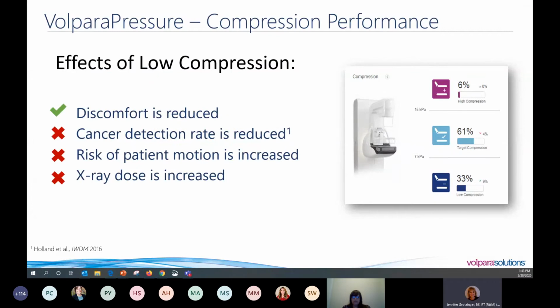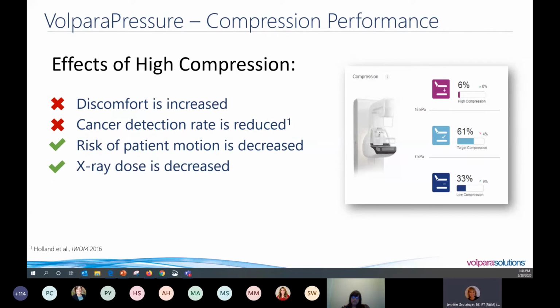Now, what happens if you don't use enough compression? Well, if you have low compression on an image, the patient's comfortable. So that's a positive part of this. But unfortunately, your cancer detection rate is reduced if you do not use enough compression. You also run the risk of your patient moving more, and the X-ray dose to your patient is increased if you use low compression. So there are a lot of negative things to not having enough compression for your patient and for the images.